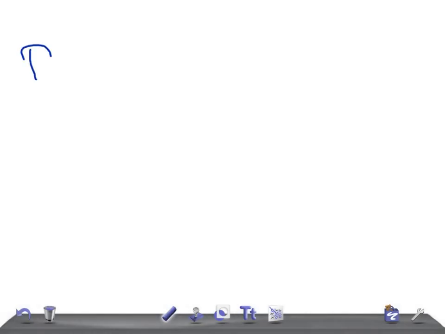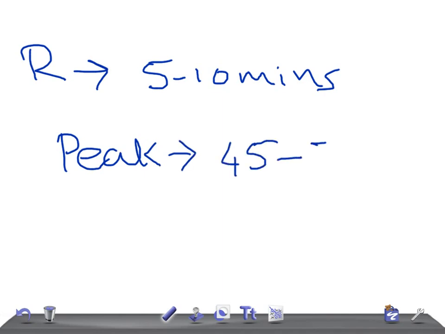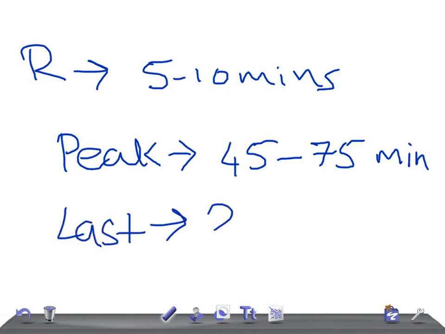Let me tell you, the rapid acting insulin will start action in 5 to 10 minutes, then reaches the peak at 45 to 75 minutes. After that, how long is it going to act? It will last for 2 to 4 hours. So this is called rapid acting insulins, right? Clear? It starts acting from 5 to 10 minutes, peaks at 45 to 75 minutes, and lasts for 2 to 4 hours.